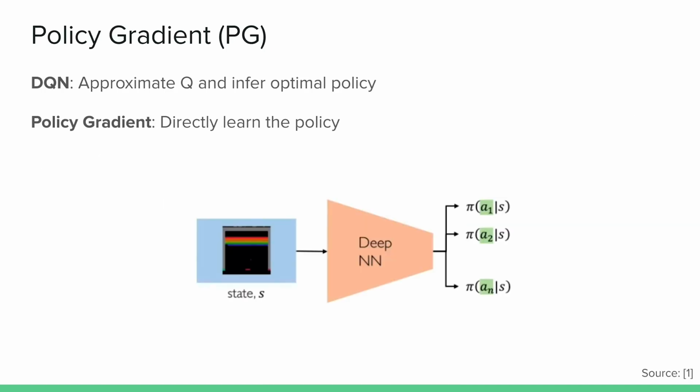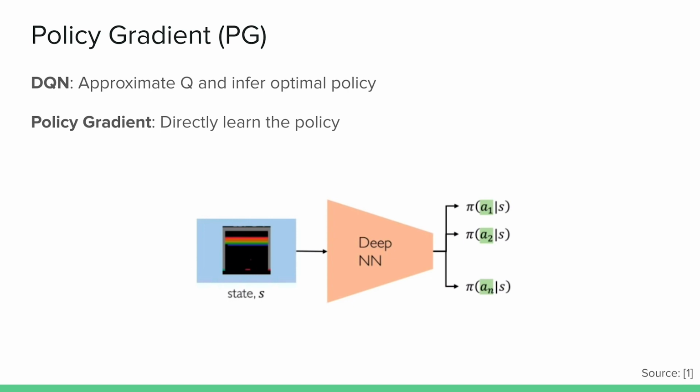So what can we do instead? With Q-learning, we're learning to approximate that Q function and then infer the optimal policy by always taking the action that gives us the maximum reward. But we can also directly learn the policy, and that is called policy gradient, where we try to learn the actions that we should take in whatever state we are.